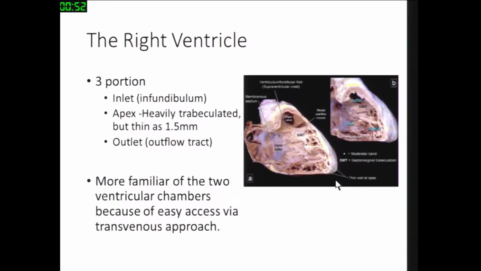The right ventricle consists of three portions: the inlet, which extends from the tricuspid annulus, the apical trabecular portion, and the apex. It is usually heavily trabeculated, but very thin at the RV apex, about 1.5 millimeters. It also includes the outflow tract, the outlet below the pulmonary valve. The RV is the more familiar of the two ventricles because it is very easily accessed by a transvenous approach.